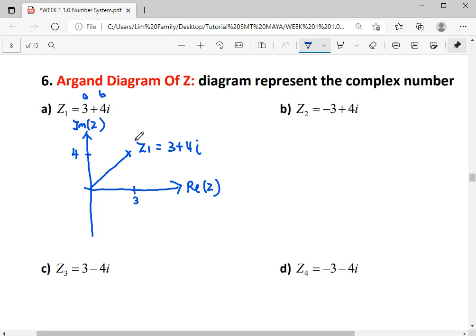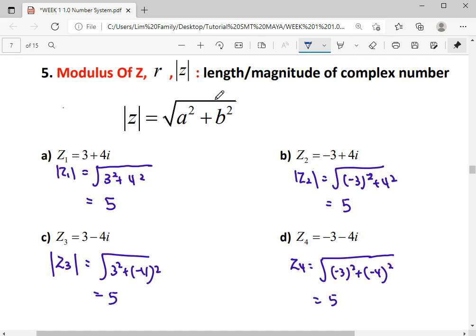What is the length? What's the modulus of this Z1? Which is 3 squared plus 4 squared and square root. Actually, what we calculated just now is the length of the complex number, which is 5. Kepanjangan complex number sini 5. Kenapa 5? Macam Pythagoras theorem. This formula is a bit similar to the Pythagoras theorem. Pythagoras theorem is C squared equals A squared plus B squared for a right angle triangle. So this is our A, this is our B, this is our C.